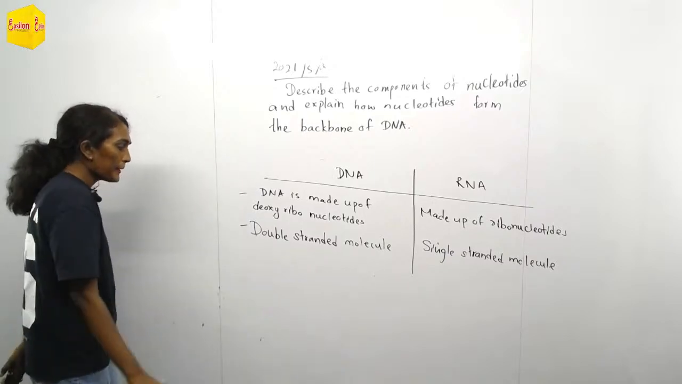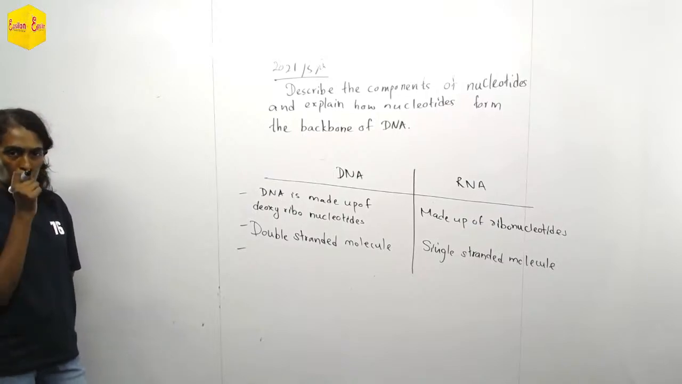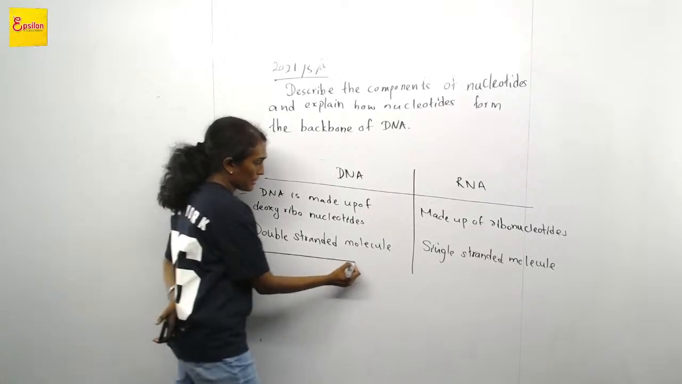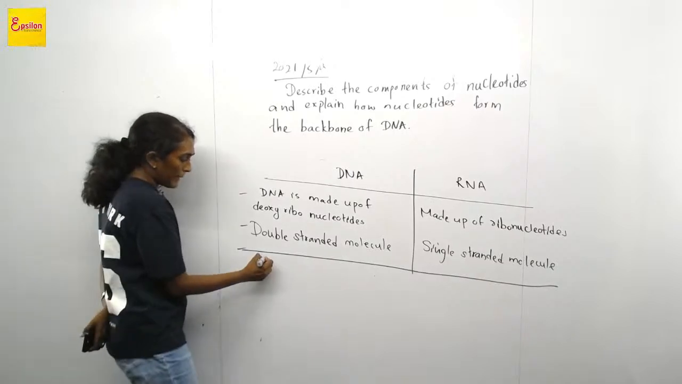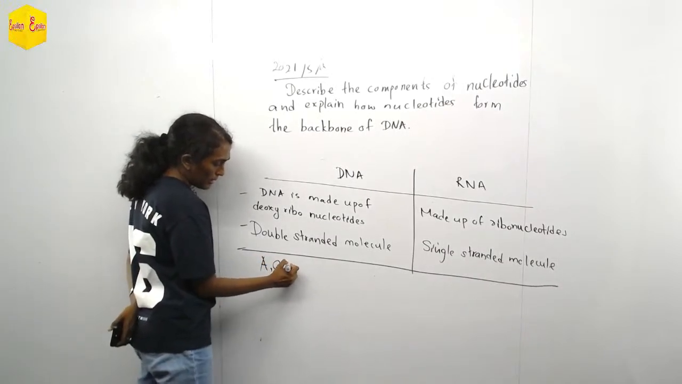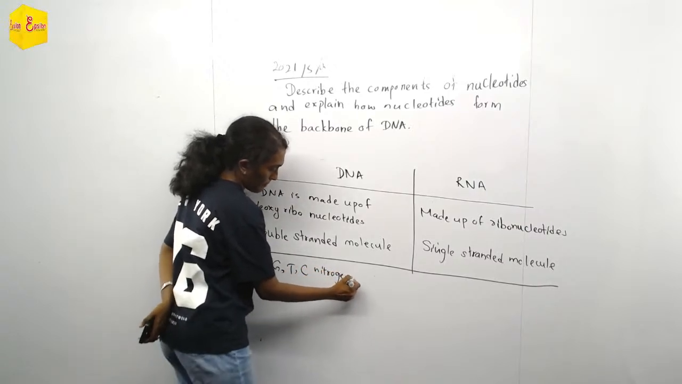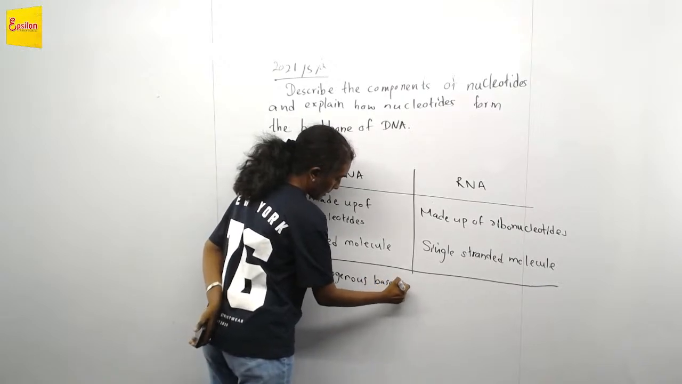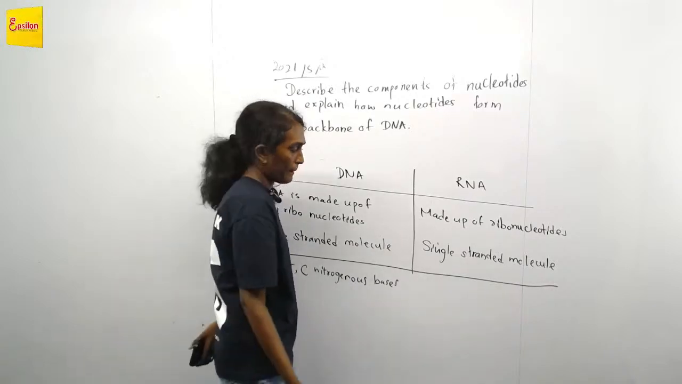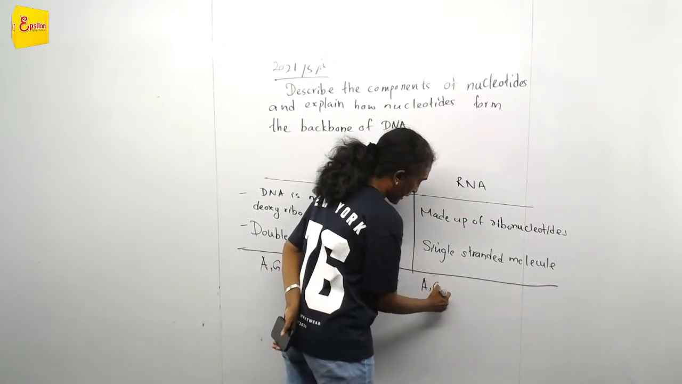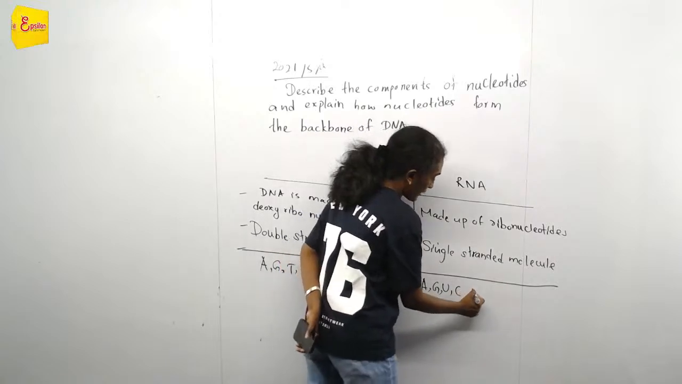Right. Then anything else? Structural differences. Right. Let's go to the chemical differences then. Chemical differences. DNA has adenine, guanine, thymine, cytosine nitrogenous bases. Instead of that, here in RNA, what is there? Adenine, guanine, there's no thymine, uracil, and cytosine nitrogenous bases present.